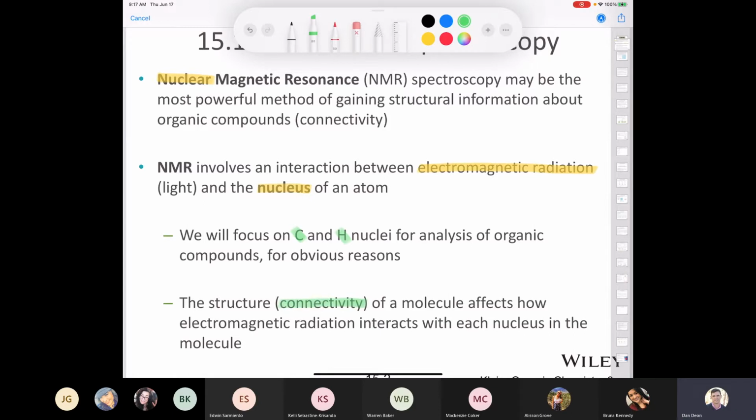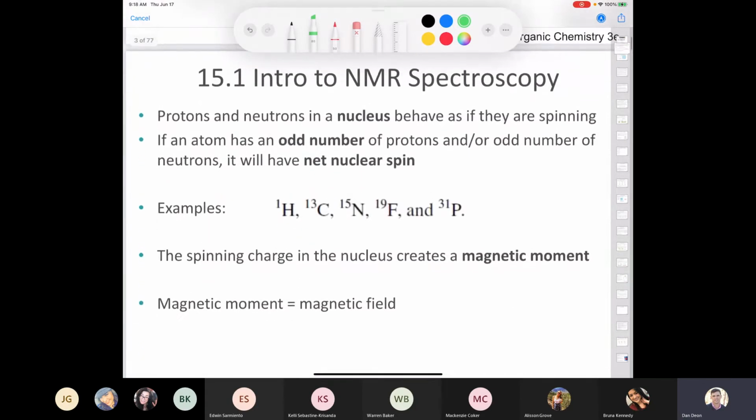And the good news is that the connectivity of the molecule, the way the molecule is put together, is going to affect how the electromagnetic radiation, which I told you is in the radio frequency range, is going to interact with each of the nuclei in our molecule. So again, the interaction between light in the radio frequency range, right? We can't see it with the naked eye. We know it exists, okay? And it's the interaction between that type of electromagnetic radiation with the nuclei of a proton or a carbon.